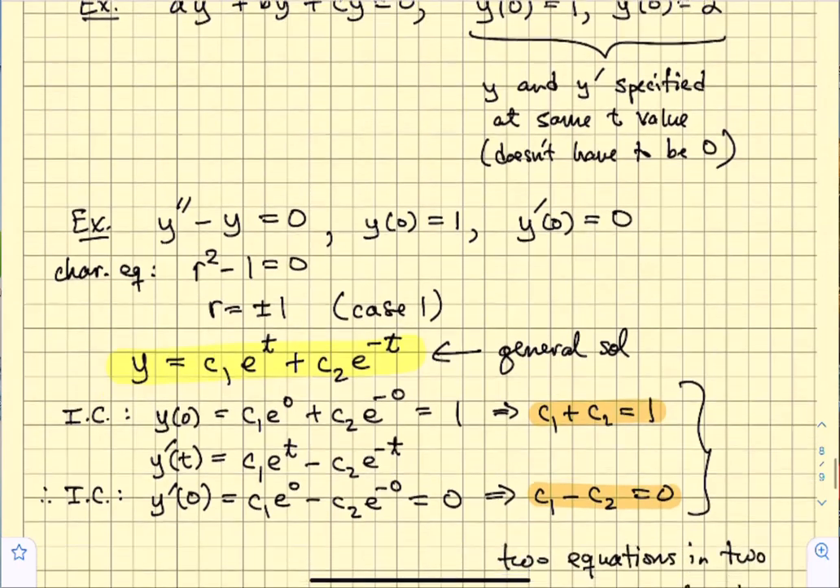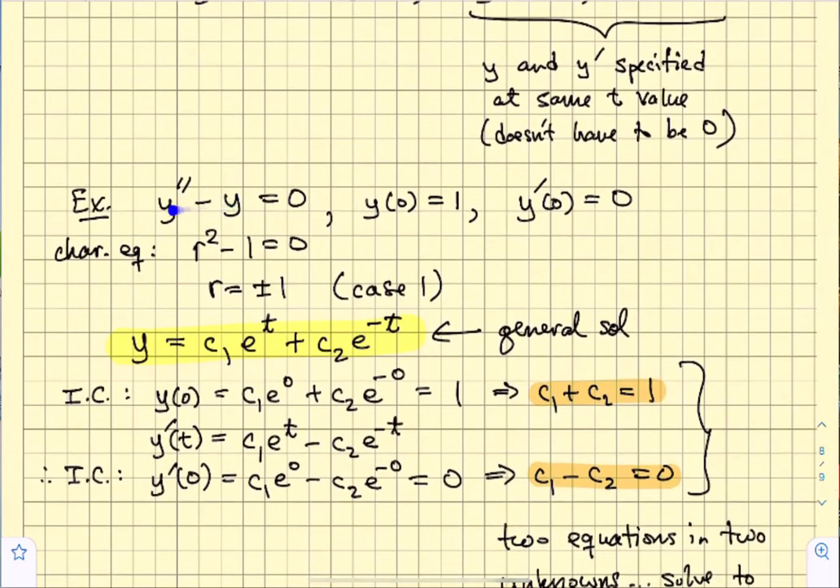Okay, so let's look at an example. Suppose you had y double prime minus y equals 0, along with the initial conditions y of 0 is 1, and y prime of 0 is 0. Okay, so we're going to use our characteristic equation. Our a is 1, our b is 0, our c is minus 1. So our characteristic equation is just ar squared plus br plus c equals 0. So this is r squared minus 1 equals 0. Our roots are then r equals plus or minus 1. Since these are distinct real roots, we're in case 1.